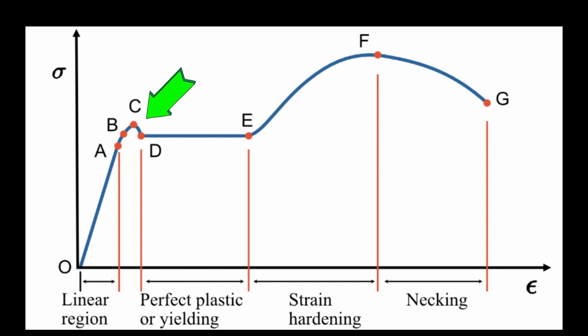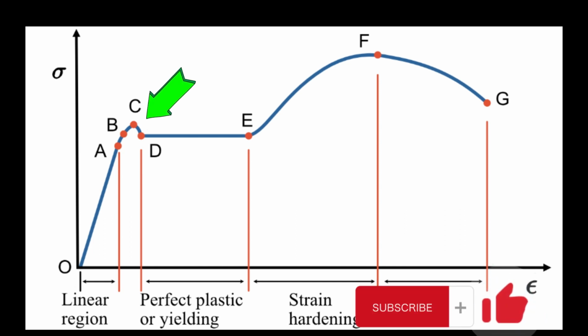Point D shows the lower yield point, which is the stress point below which a material exhibits a small amount of plastic deformation. It represents the stress at which the material begins to yield but does not exhibit significant plastic deformation. In some materials, the lower yield point is not well defined, and plastic deformation starts directly from the elastic range.